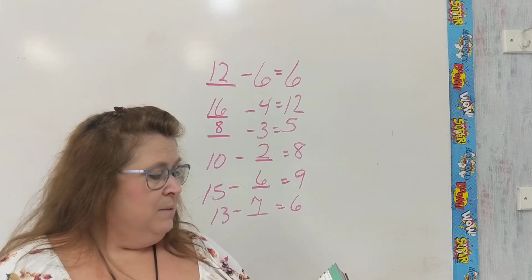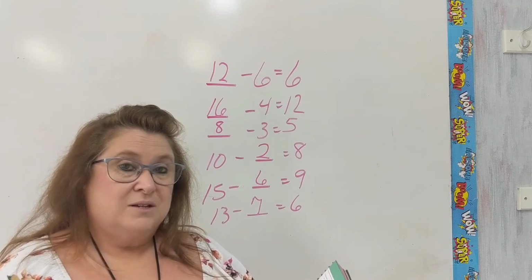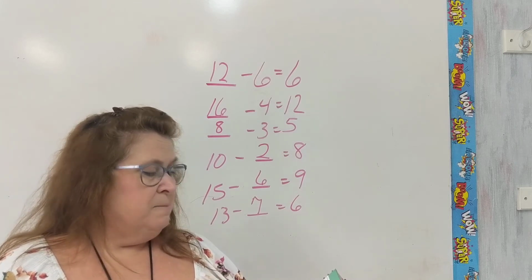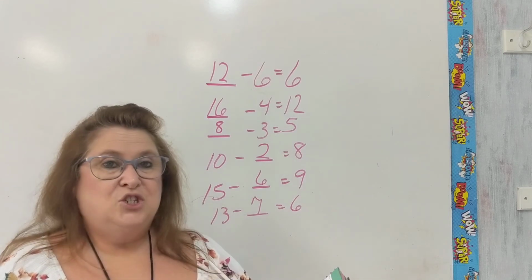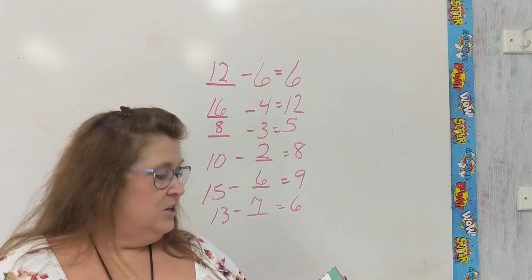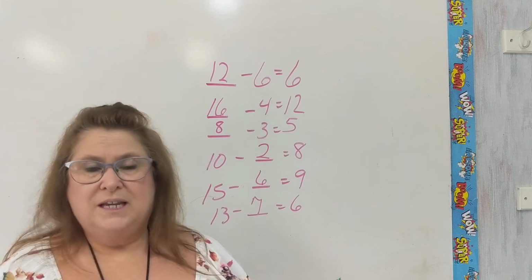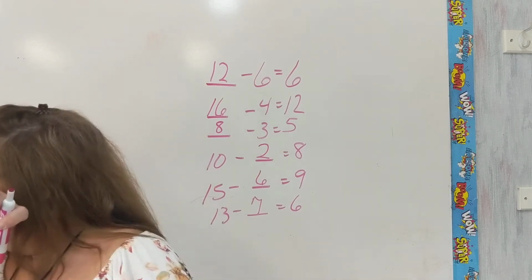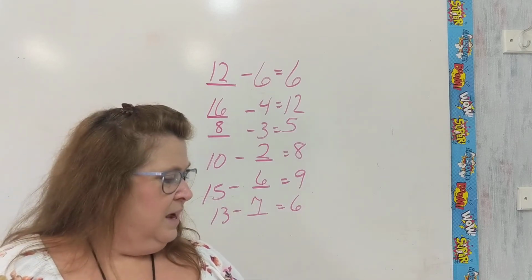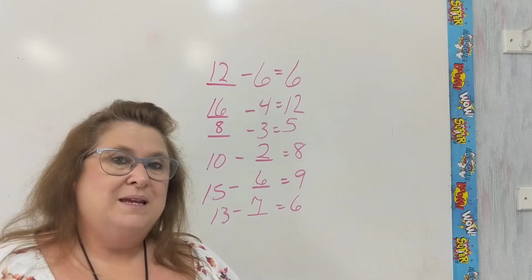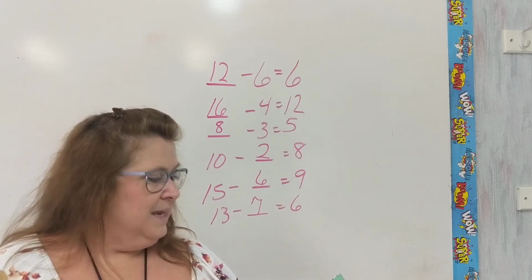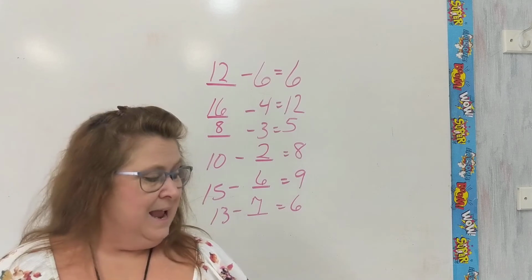Letter F, 1 yard equals how many feet? 3. Very good. 3 feet equals 1 yard. Letter G, 1 yard equals how many inches? 36. There are 36 inches in a yard. Good job. 1 quart equals how many pints? 2. 2 cups in a pint, 2 pints in a quart. And letter I, 1 minute equals how many seconds? 60. 60 seconds in a minute, 60 minutes in an hour.